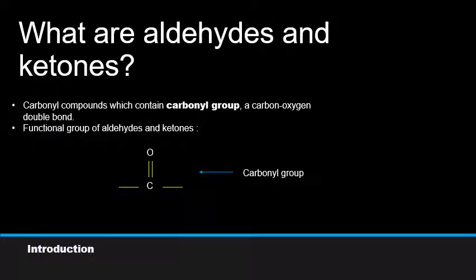What are aldehydes and ketones? Well, aldehydes and ketones are carbonyl compounds which contain a carbonyl group, a carbon-oxygen double bond. The functional group of aldehydes and ketones is the carbonyl group.